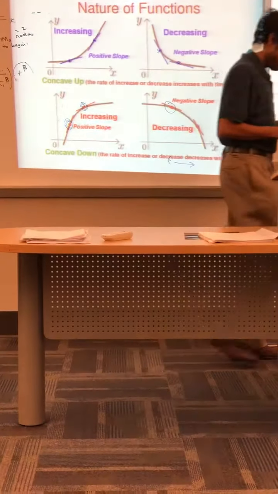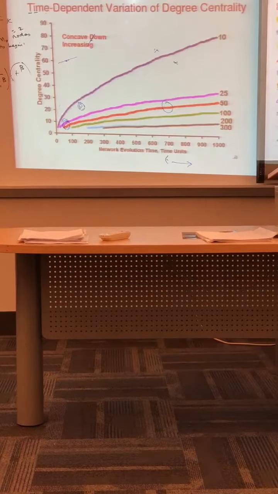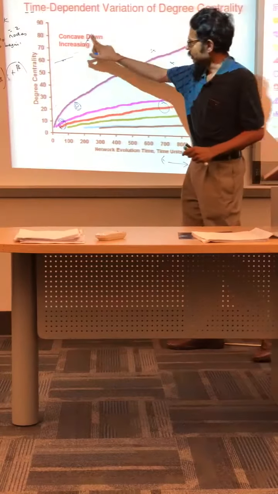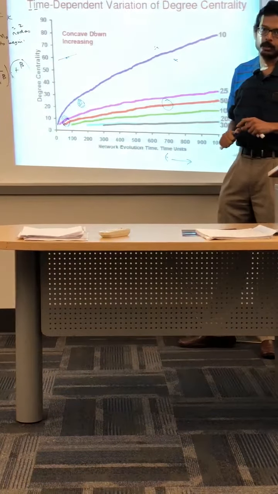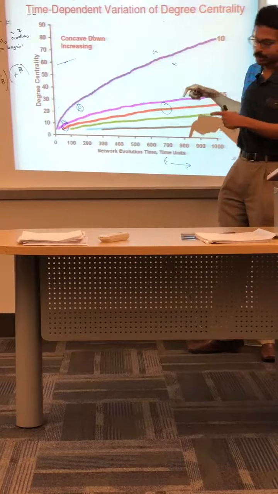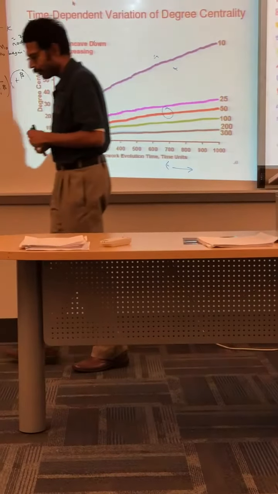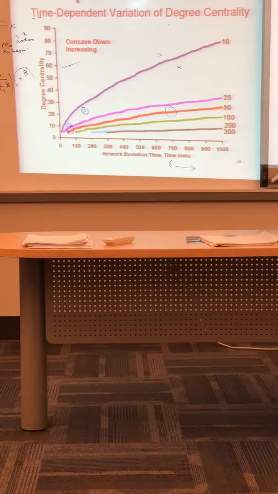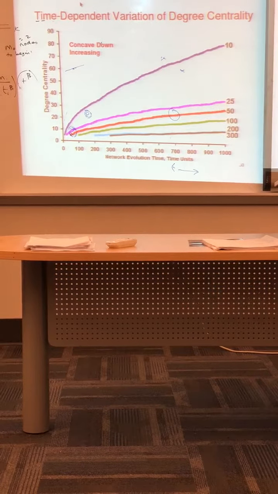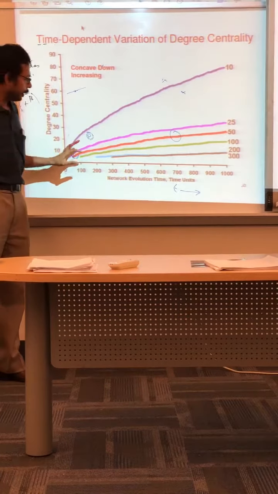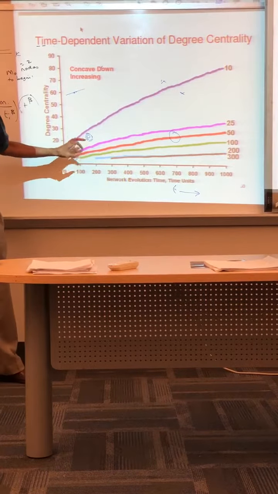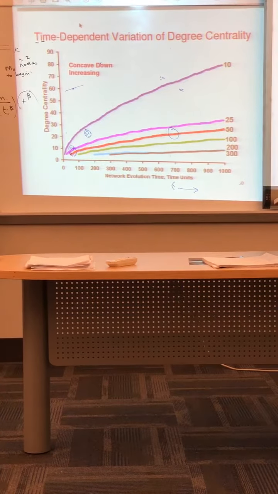So that's why I say here it's concave down increasing. That's the way in which the degree centrality of the nodes increases with time. Every node's degree increases as new nodes join, but it increases at this rate, okay?